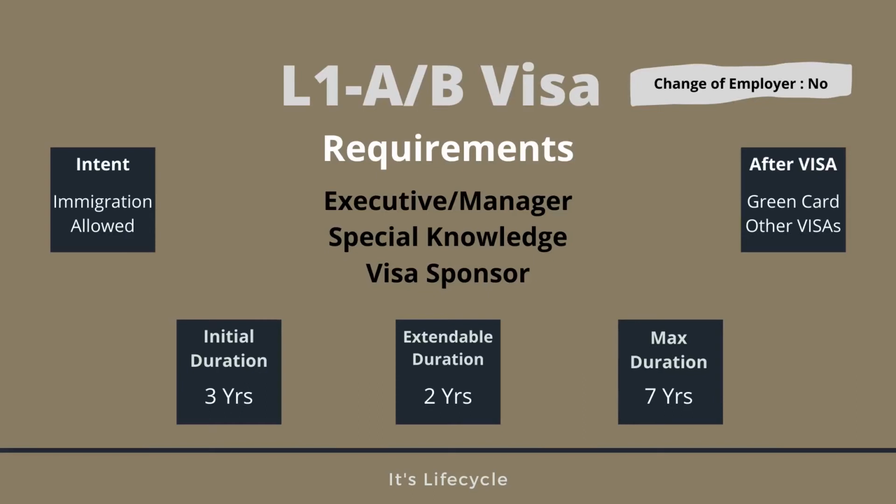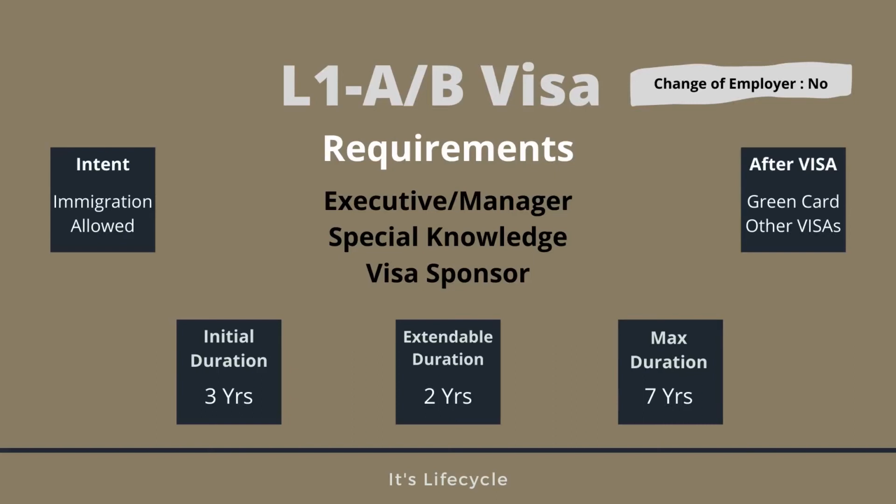But the good thing about L1A and L1B visas is that you can have the intention of immigration. That means you can apply for a green card with these visas as well. The main difference between L1A and L1B is that L1A is meant for executives and managers of a company, and L1B is for specialized knowledge.